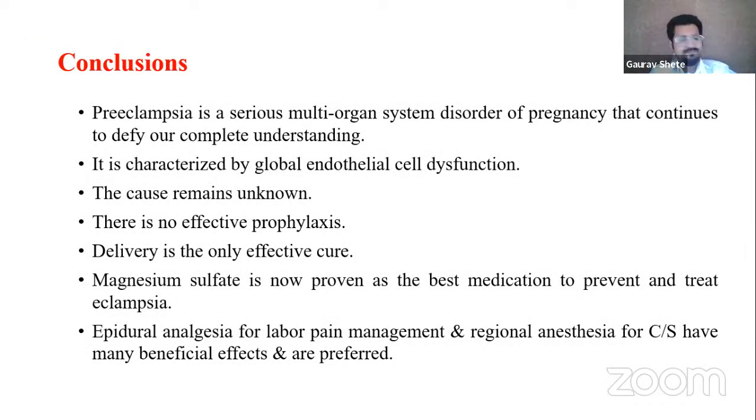So in conclusion, preeclampsia is a serious multi-organ system disorder of pregnancy that continues to defy our complete understanding even today. Like I said, it is the worst nightmare of an obstetrician. For a physician, a BP of 140 by 90, they usually say, okay, it's not a big deal. 150 by 100 is also fine.